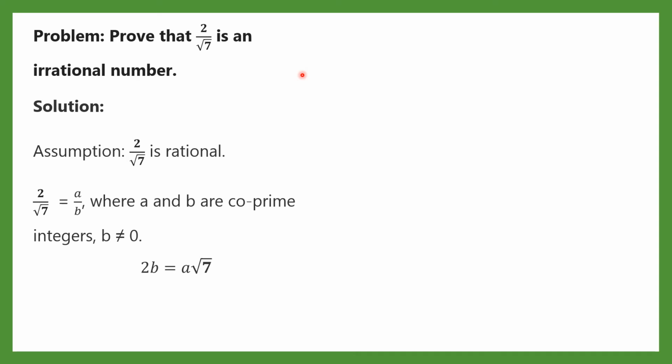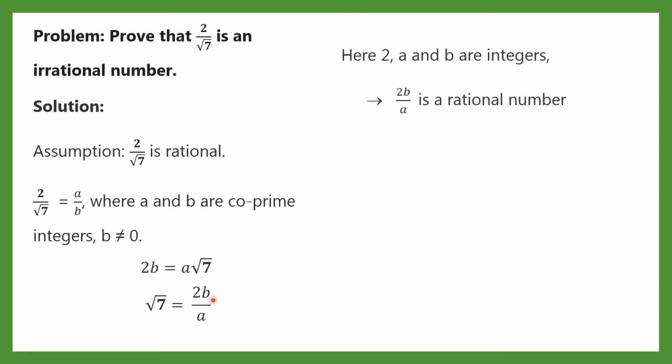Now take a to the left side. Therefore, root 7 is equal to 2b by a. A is multiplying, so if we take it to the left side, it will divide. Directly we can write root 7 is equal to 2b by a. Therefore, here 2, a and b are integers. That's why 2b by a is a rational number. So 2b by a is a rational number means root 7 is also a rational number.